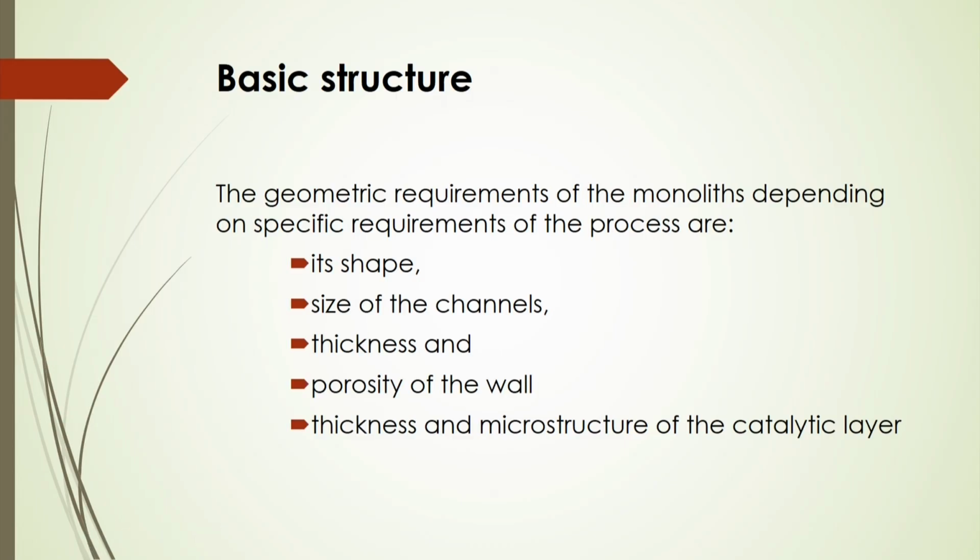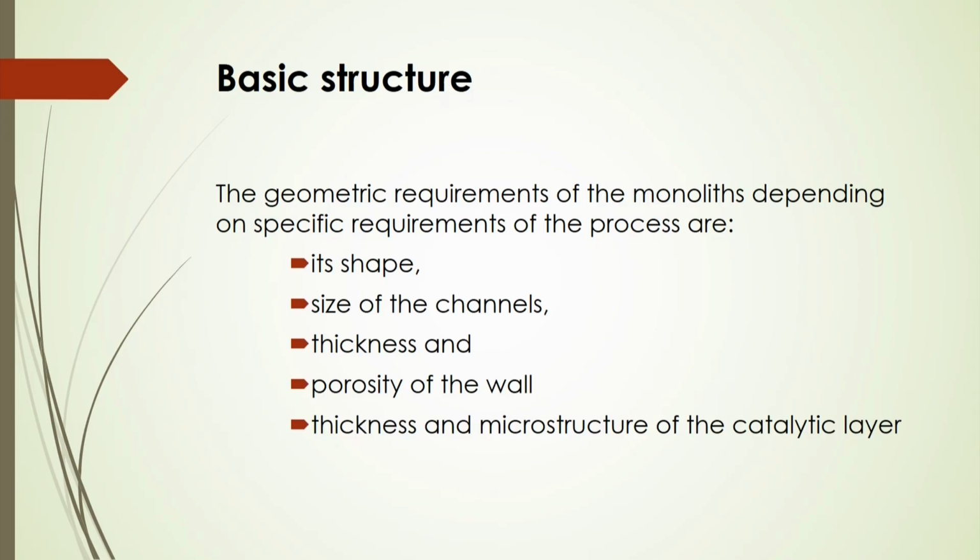And the geometric requirements of the monoliths depend on some specific requirements of the process, like the shape and size of the channels, even what the thickness should be, and also what the porosity of the wall should be, that is also important. And whether you are going to make the microstructure layer or not. So, the thickness of the microstructure catalytic layer is also important. So, you have to consider, whenever you are going to make a particular structure, what the shape should be, what the size of the channels should be, if it is a channel-based monolithic structure you are making, and what the thickness and porosity of the wall should be. So, all these things affect your reaction performance or reactor performance.